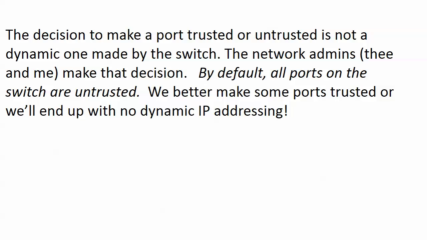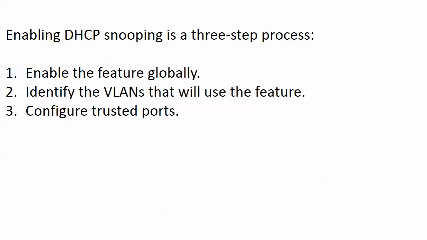Now, as I mentioned, that decision to make a port trusted or untrusted is up to us. The switch is not going to make that dynamically or say, okay, I'm hearing DHCP messages, I'll trust these ports. Doesn't happen that way. But here's something we better remember. By default, all ports on that switch are untrusted. So if you enable this feature and then all of a sudden nobody's getting any IP addresses, that's why. We better make some ports trusted or we will end up with no dynamic IP addressing at all.